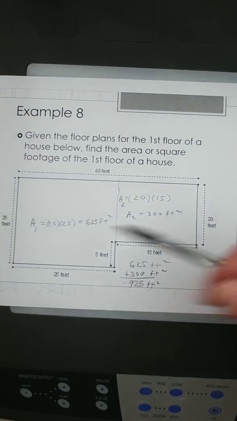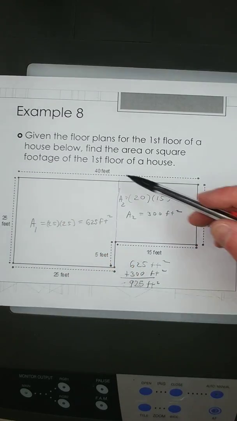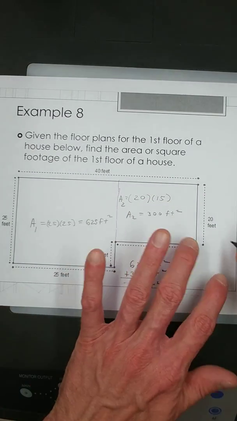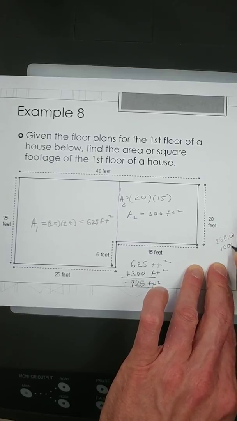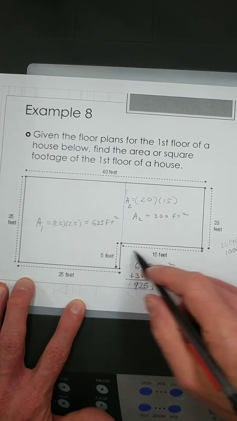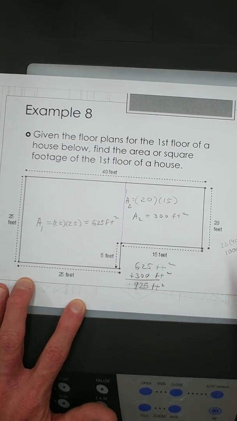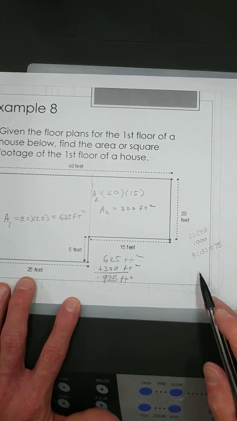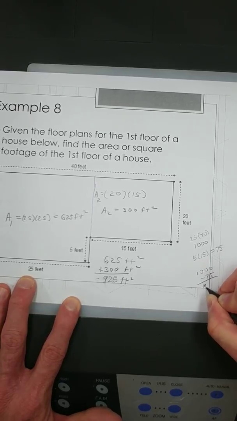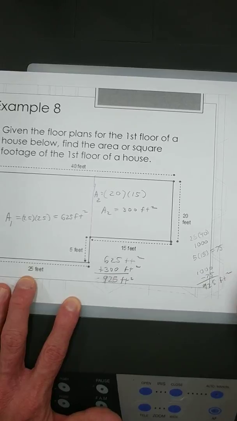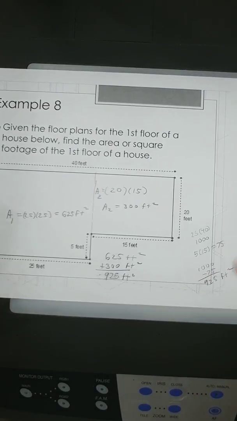There are other ways to do it. You could do the big square, which is 40 by 25, so 40 times 25 is 1,000. And then you could subtract off this little corner, which is 5 by 15, which is 75. And then if you do 1,000 minus 75, you get the same answer, 925. So there's multiple ways to do it.